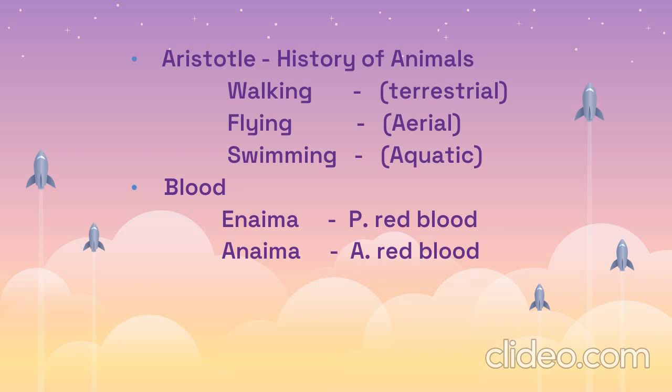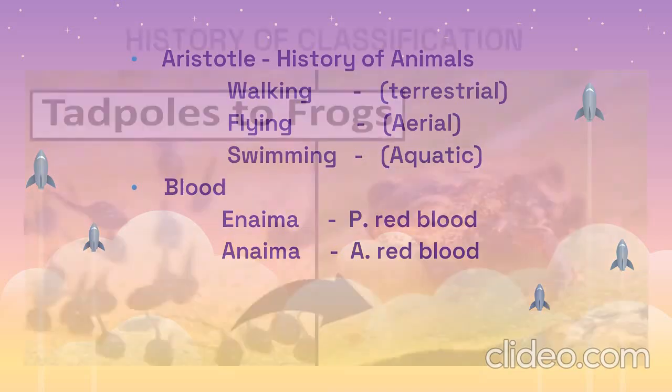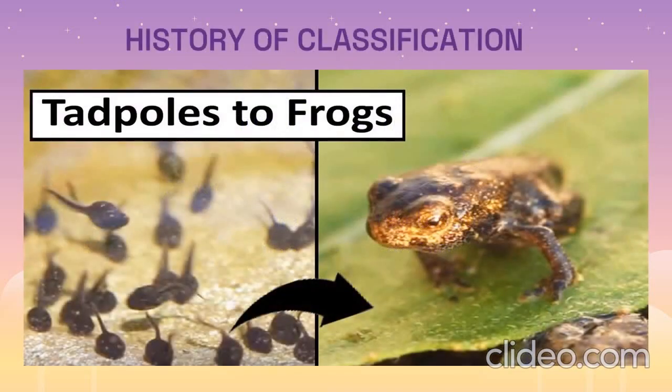But there are a lot of limitations about this Aristotle classification. Let us see what they explained about his classification method. The first one: as we said, Aristotle has classified the organisms living in the aquatic region as swimming, and the organisms living on the terrestrial region as walking. Here is one example we have described.